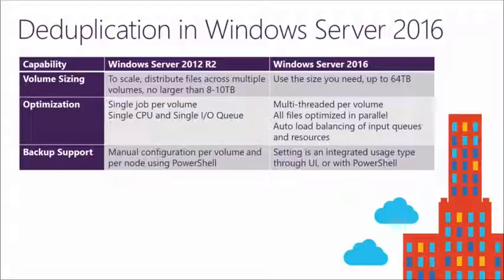And when it comes to backup, so that backup scenario where you've got DPM protecting your workloads, its storage for its backups are stored on the scale-out file server. That is now an integrated usage type through the UI, so it's a lot more efficient. And I guess you've got some experiences.